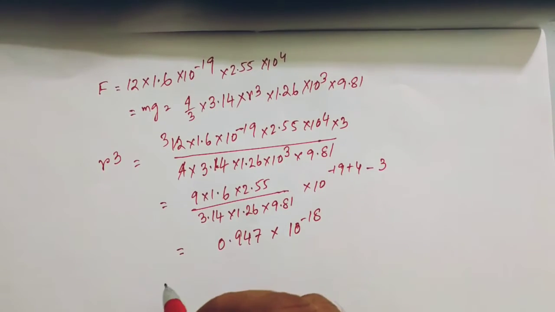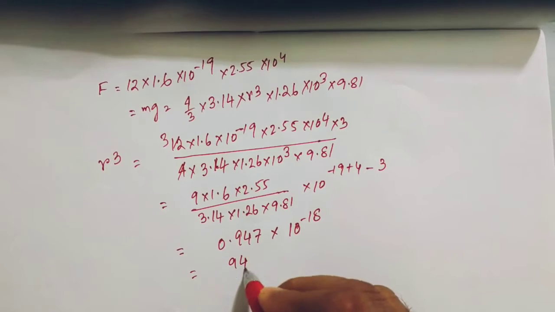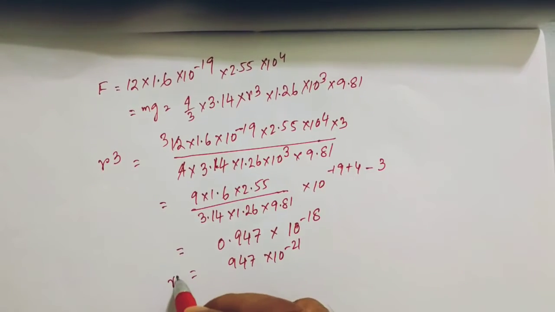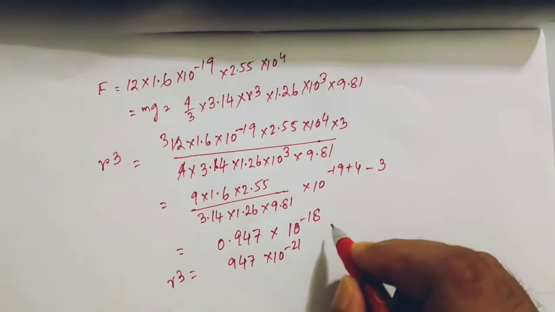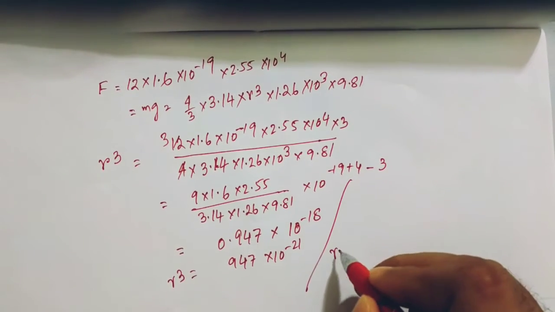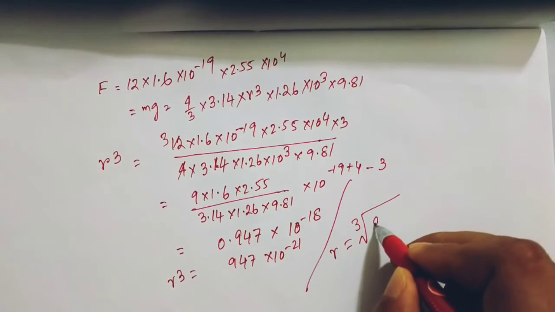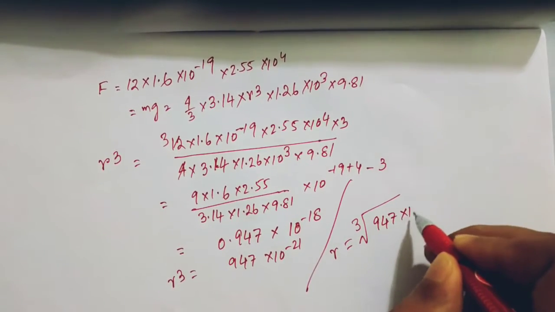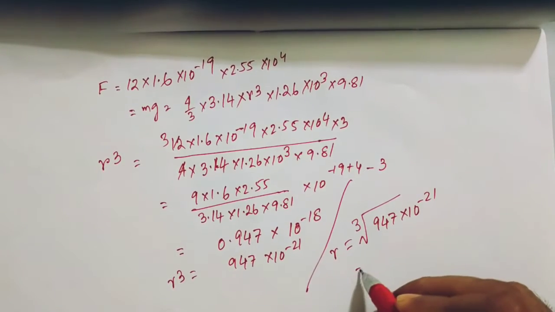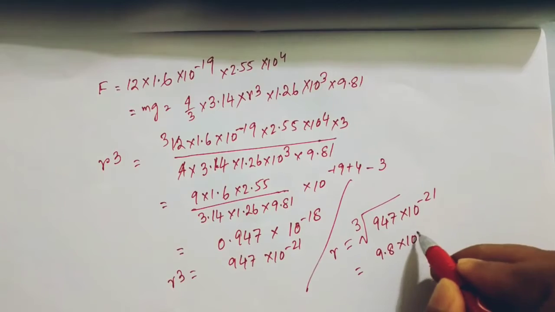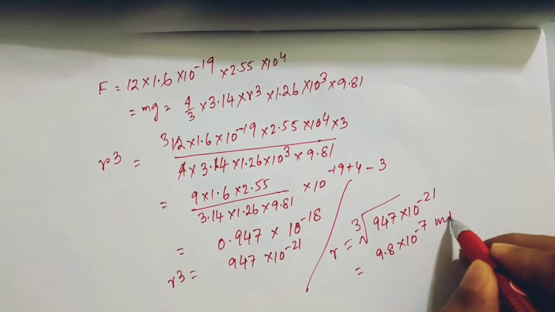Okay, so you can write this one as 947 into 10 raised minus 21. This is equal to r cube. So from this, r will be cube root of 947 into 10 raised minus 21. So what will be? This will be 9.8 into 10 to the power minus 7 meter.